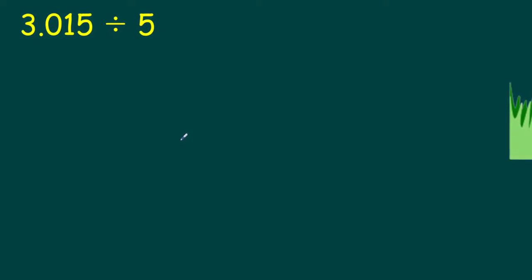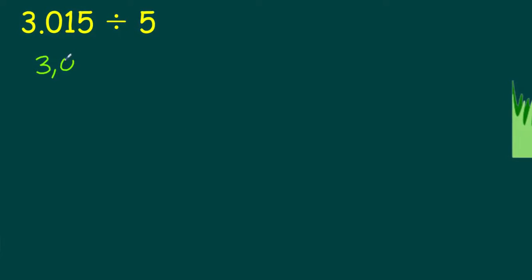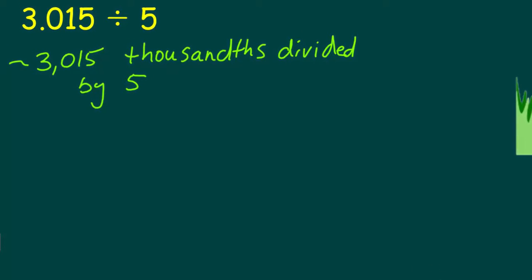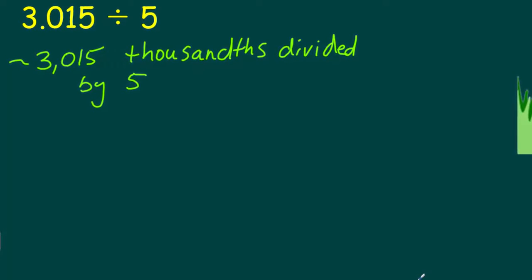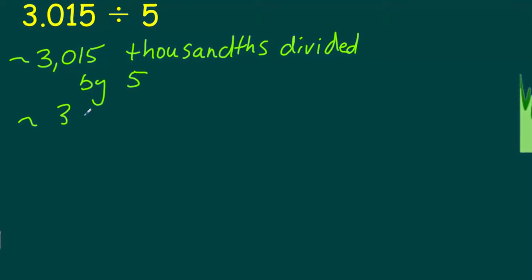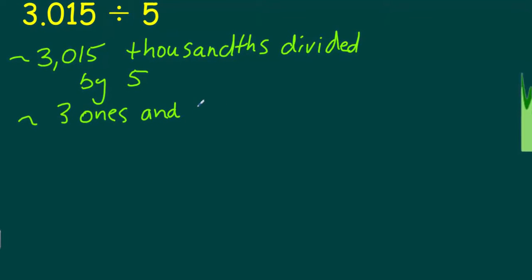Let's do another. So let's go ahead and do this the same way that we did the last one. Now our number looks a little bit different. Now we have 3,015 thousandths divided by 5. So there's our first way. Another way that we can decompose this number: sure, we could say we have 3 ones and 15 thousandths.